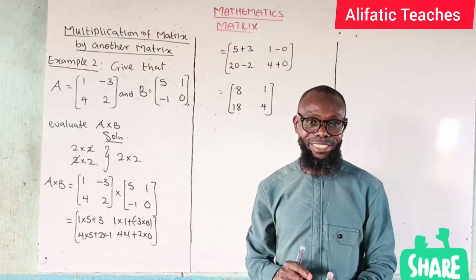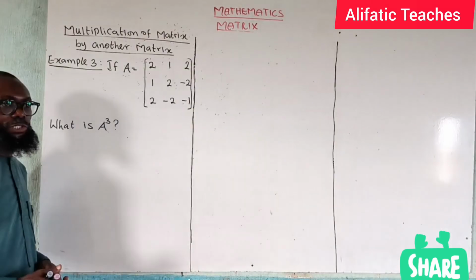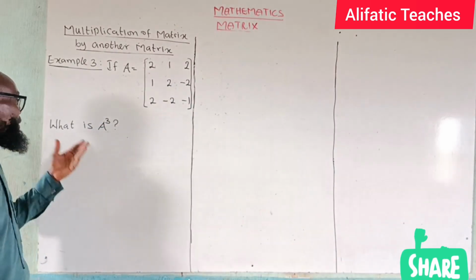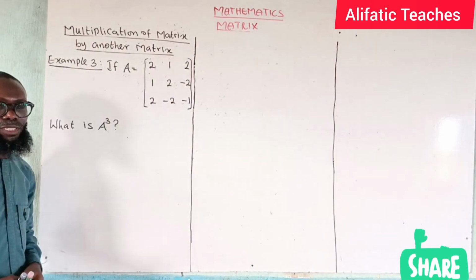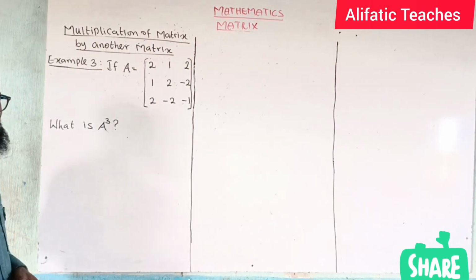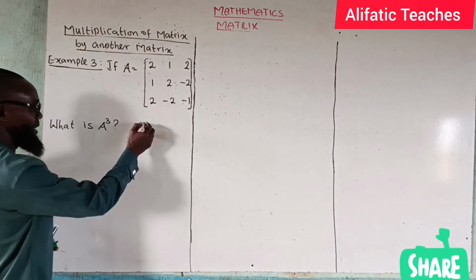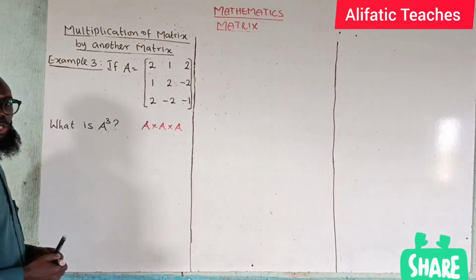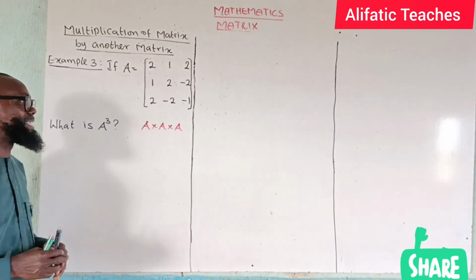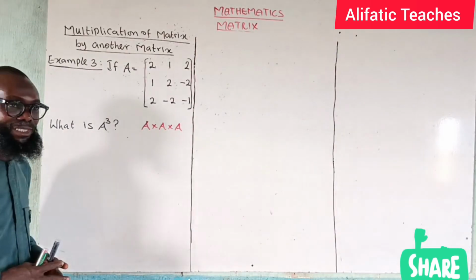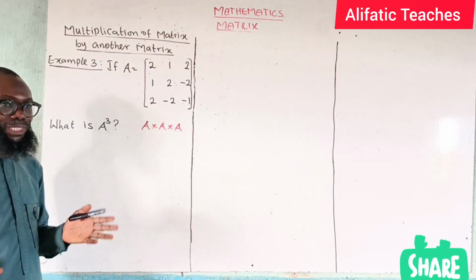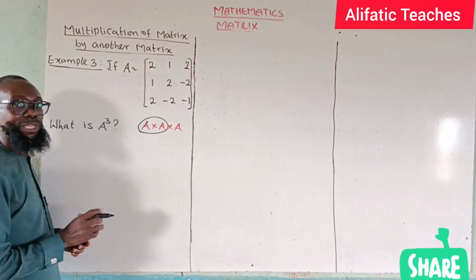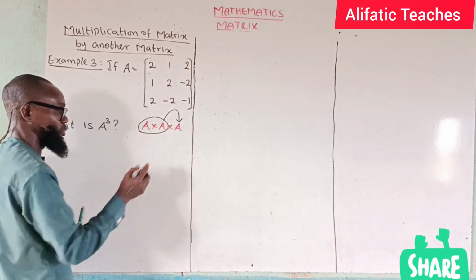So let's check this next example. Example 3. If A equals to this, what is A raised to power 3? Don't forget, A raised to power 3 means A times A times A. So meaning that we are going to multiply these 3 by 3 matrices 3 times. But the first one is to multiply the first two. Any answer we get, we now need to multiply the last one.